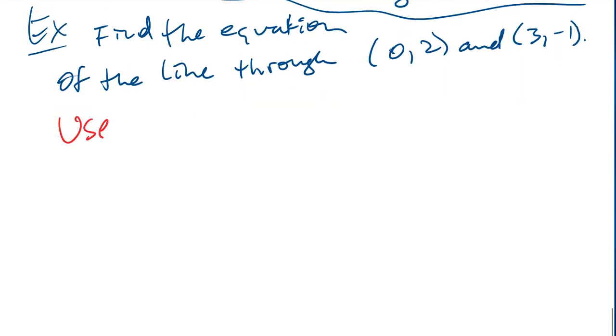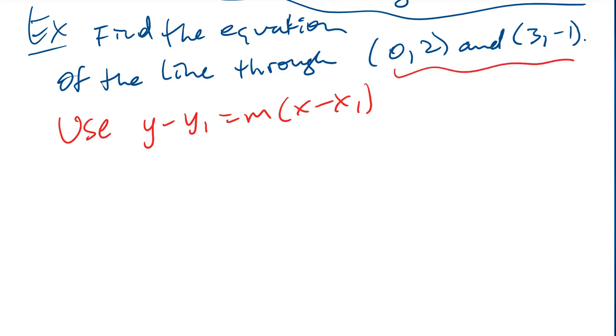We're going to use y minus y1 equals m times x minus x1. Now we need the slope. We have x1, y1 here, and x2, y2 here. Someone could come along and say, well, I want to label it x2, y2 and x1, y1. That's fine. Everything will work out fine. It doesn't matter how you label it. Just make sure you're not doing x1, x2 and y1, y2. It's the x coordinate, y coordinate, x coordinate, y coordinate.